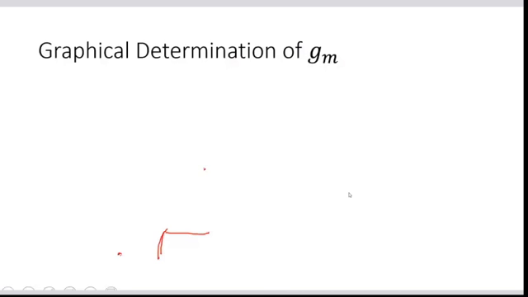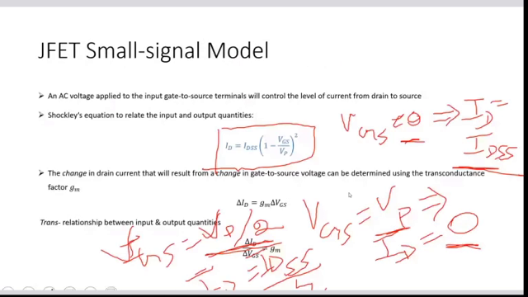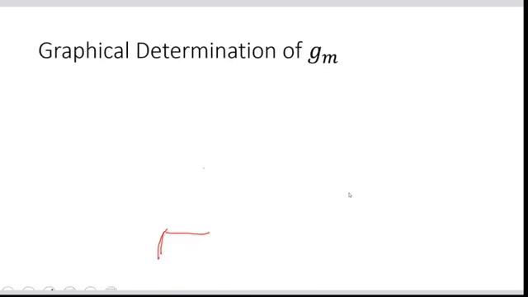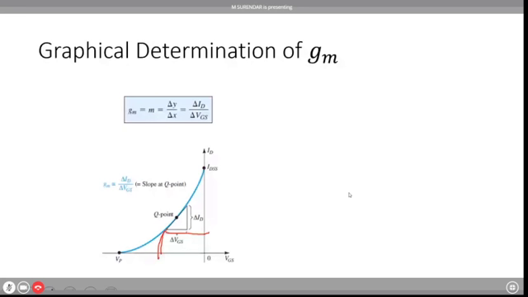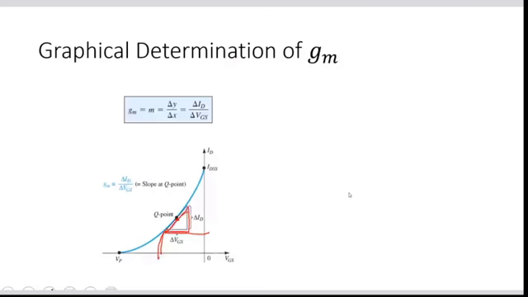You just check these values. Substitute the different values of VGS in this equation, get the values of ID, and plot them in the VGS versus ID plot. Then pick an operating point, and draw a slope here, a triangle here. I will remove this marking.